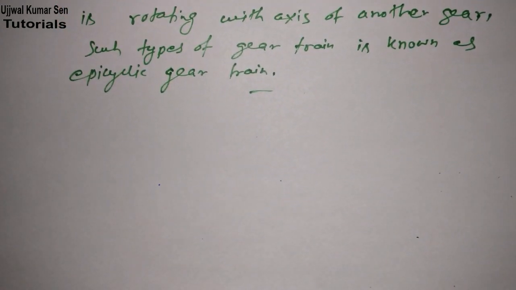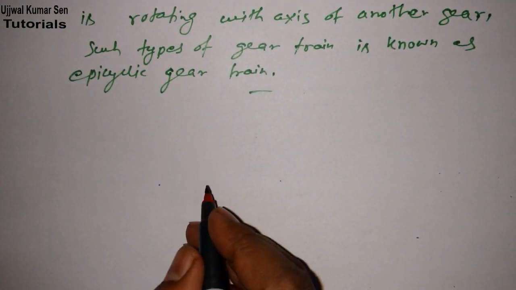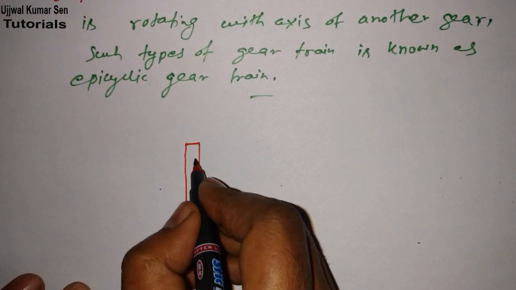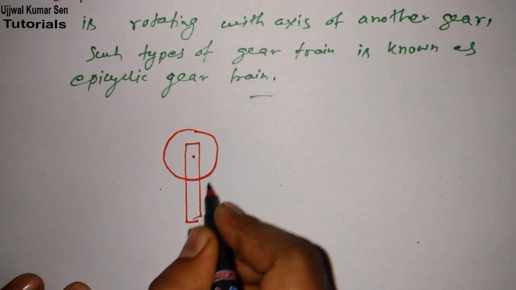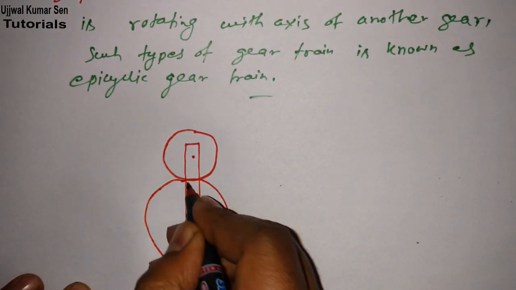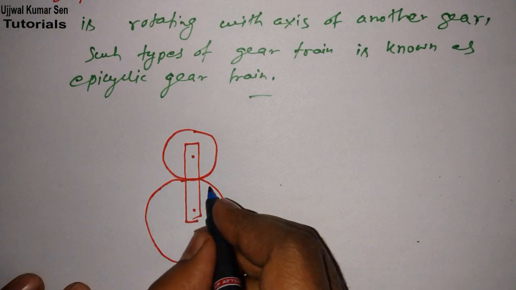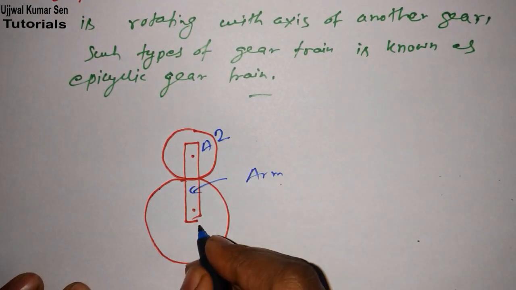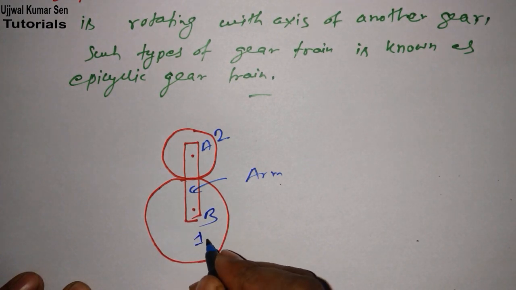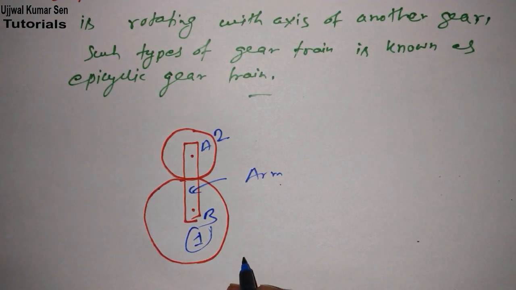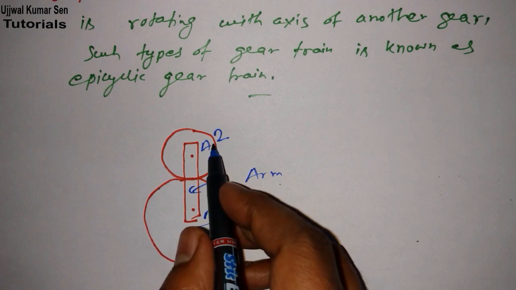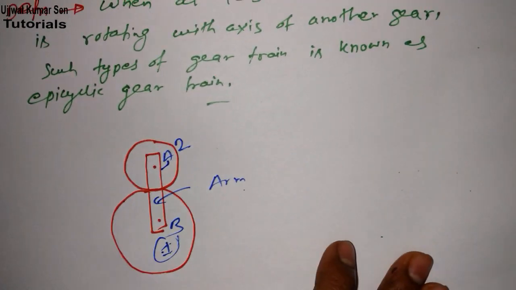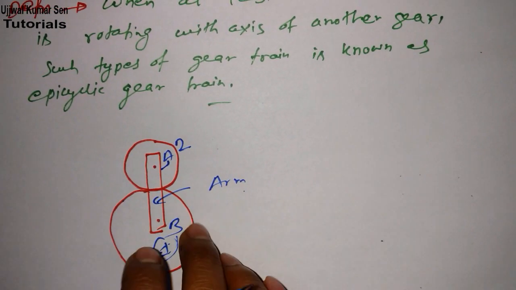Okay, let's go for its diagram, which is also important. So let's say this is an arm, and here we have a gear, and we also have a big gear. This is an arm, let's say this one is A, this gear is 1, this one is 2, and let's say the arm is A. In this way we can draw the epicyclic gear train.